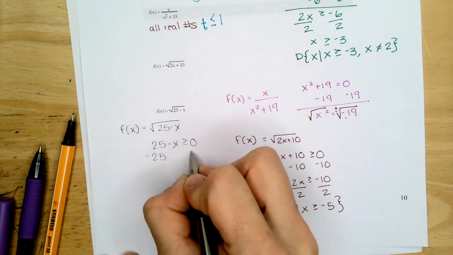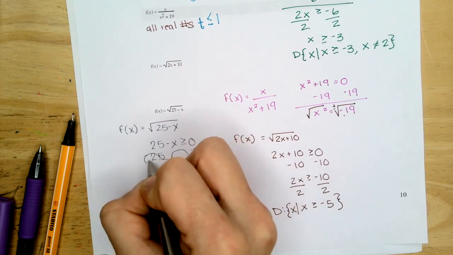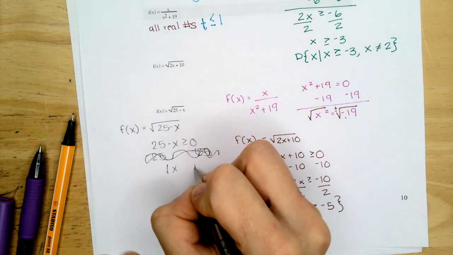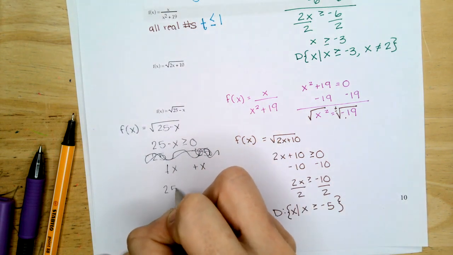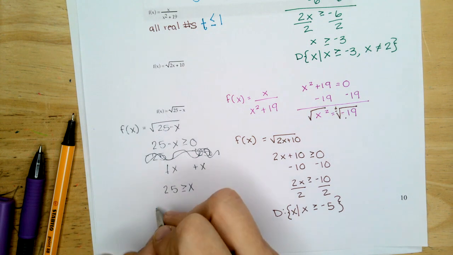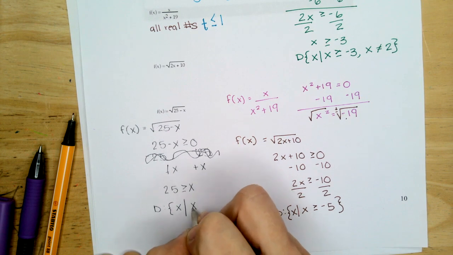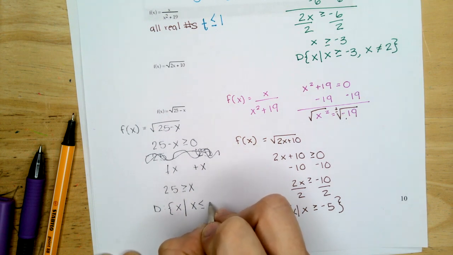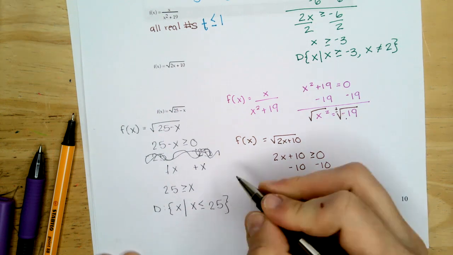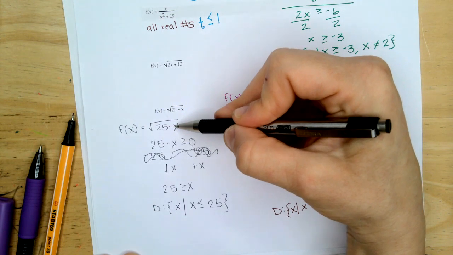Subtract 25. Ooh, you know what would be easier than subtracting 25? Let's add x. Add x, add x. 25 is greater than or equal to x, right? So my domain is x such that x, I'm going to flip it, is less than or equal to 25. If it's more than 25, then you'll be subtracting 30 and you'll get a negative number.